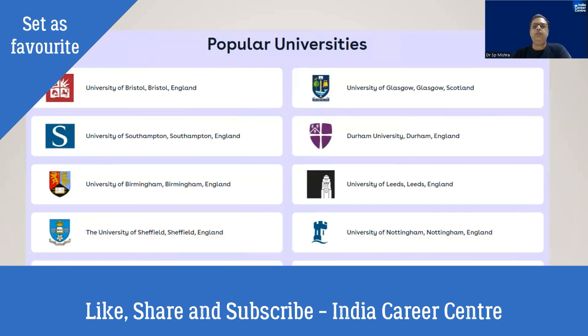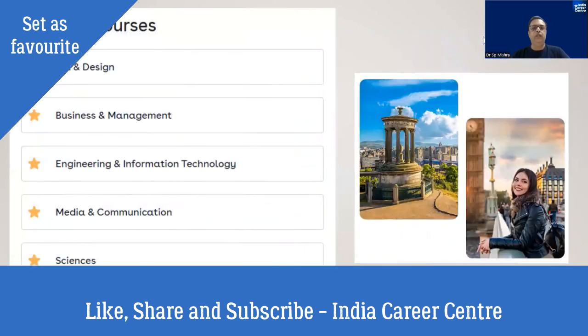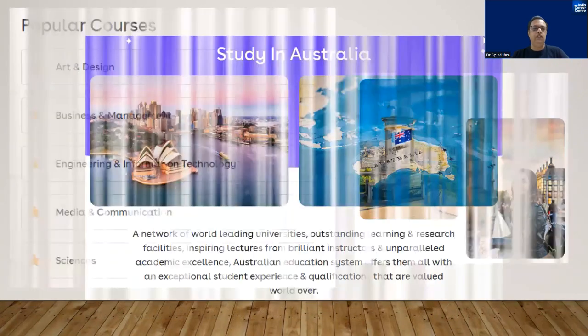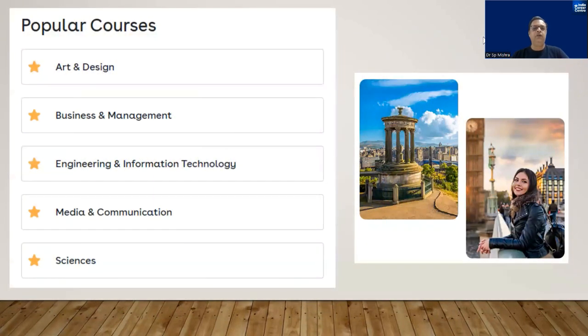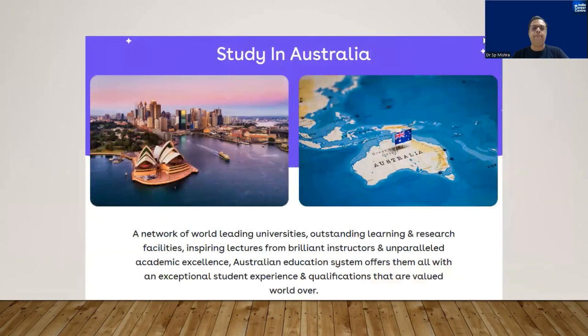These are some of the top universities, or rather popular universities, where most of the Indian students are getting admission or study. Okay, and the popular courses are engineering, information technology, mass media, and science. Science means pure science courses like MSc, veterinary science, and so on and so forth.